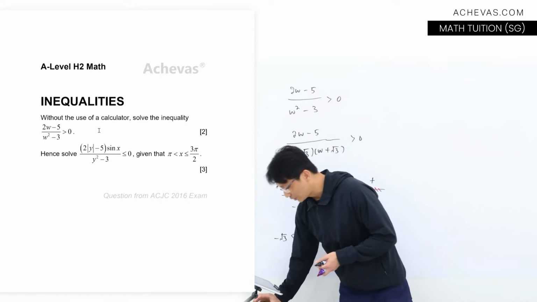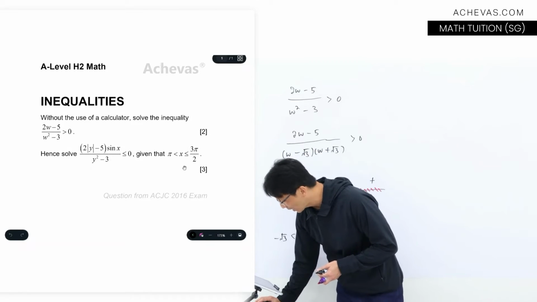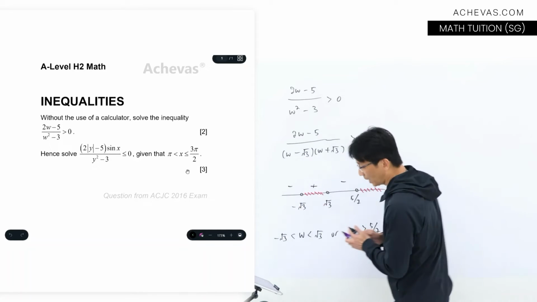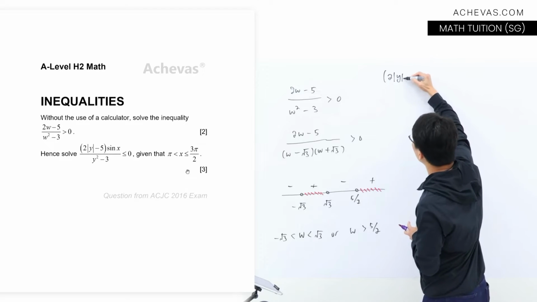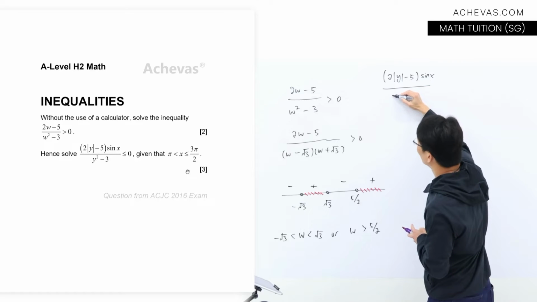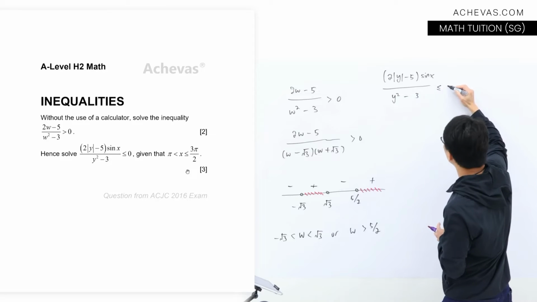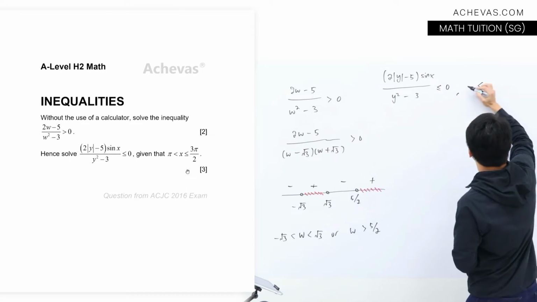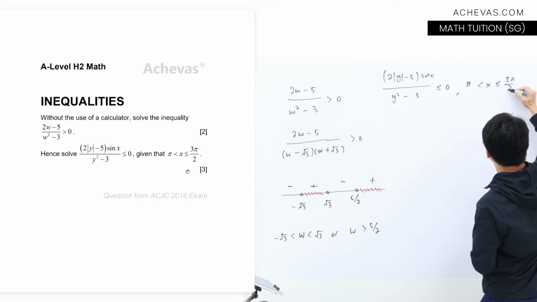Now the interesting part is the 'hence' part. Solve this particular expression given x between π and 3π/2. Let me write down the expression on the board first. We have (2|y| - 5 sin x)/(y² - 3) less than or equal to 0, and x is between π and inclusive of 3π/2.